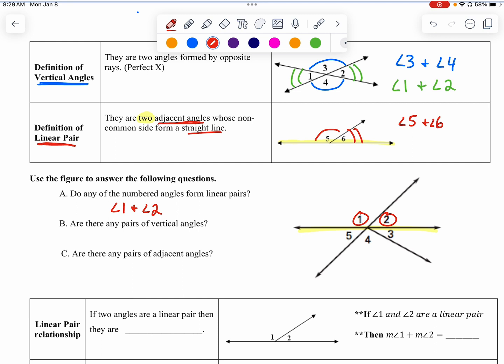Do we see any others? The yellow line also has 5, 4, and 3 on it, but that's not two angles. Ooh, but I see another straight line. So right here is also a straight line, and two angles sitting on that are 1 and 5. So 1 and 5 are also a linear pair.